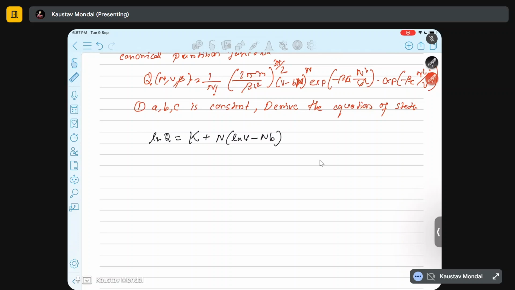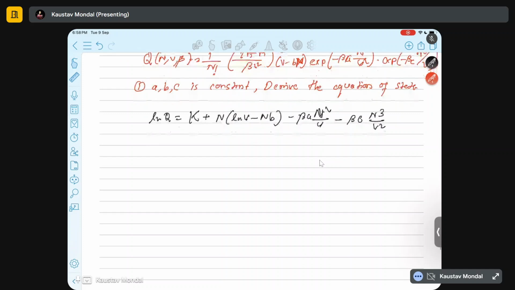Okay. Minus beta a N square by V, minus beta c N cube by V square. Okay. This is the expression of ln Q, the partition function.